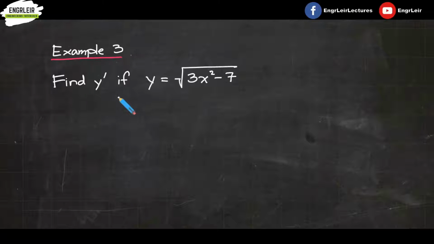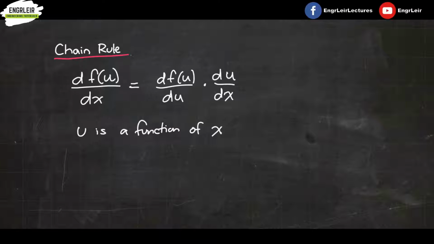Example number 3. What is the derivative of y is equal to the square root of 3x squared minus 7? Okay, example number 3. Find y prime if y is equal to the square root of 3x squared minus 7. So, in this problem, we have an algebraic function inside a square root. When it's like this, we need another rule to compute the derivative. The rule is what we call the chain rule of differentiation.